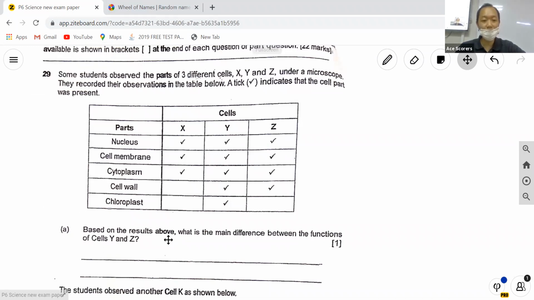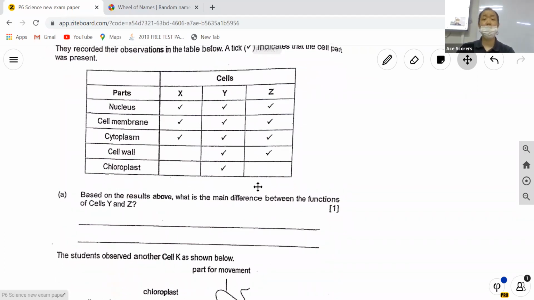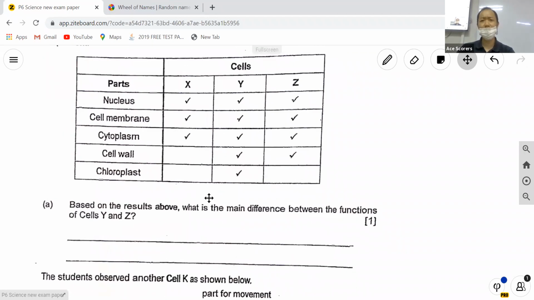A, based on the result, what is the main difference between the functions of Y and Z? Look at Y, it has cell wall and chloroplast. Z has cell wall but no chloroplast. Wait, what is it again?